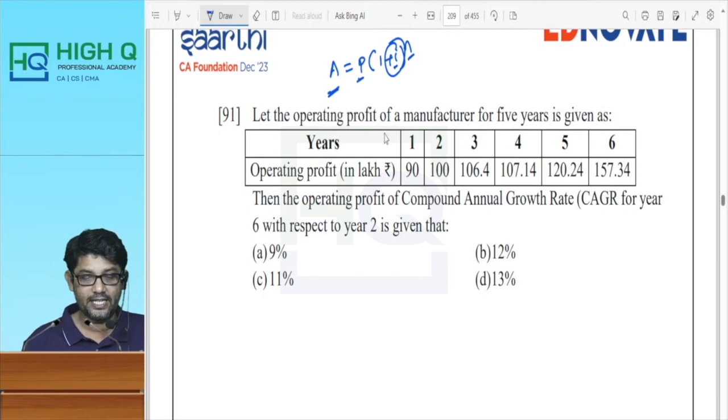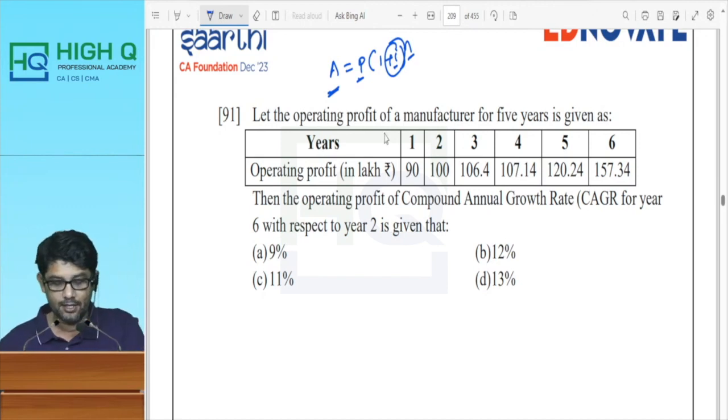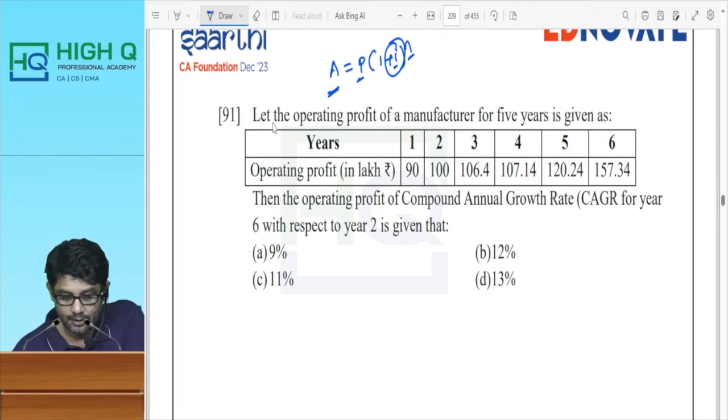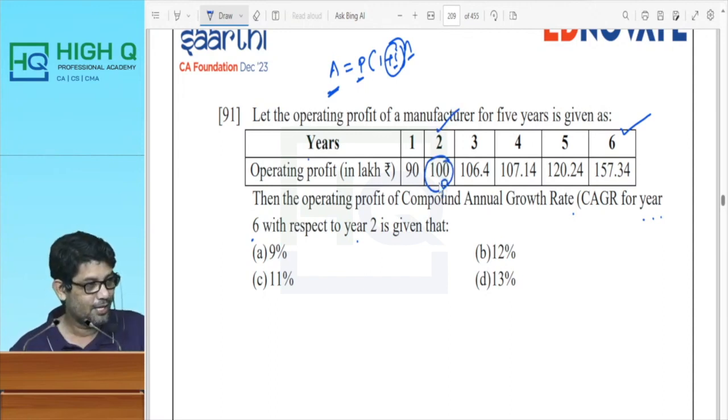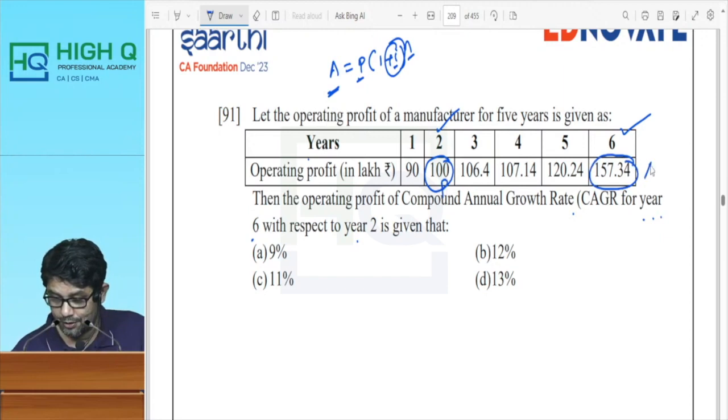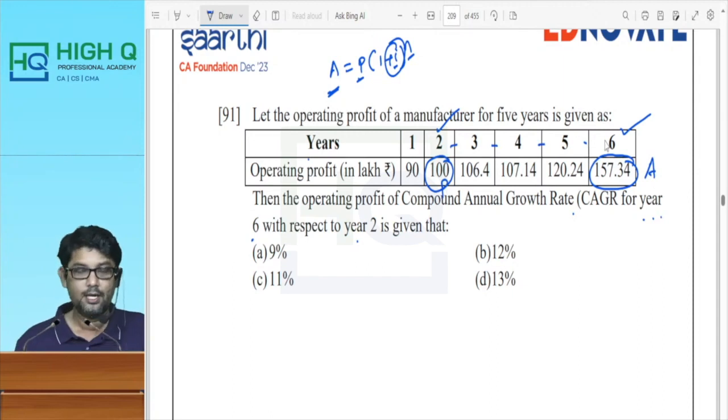But there is no A or P directly given, sir. It is clearly given. Look at this, my dear. Years 1, 2, 3, 4, 5, 6. Read this line. The operating profit compound annual growth rate, CAGR, for year 6 with respect to 2. So we need to find out CAGR for year 6 with respect to 2. Am I right, my dear? So this is my principal, and this is my amount. And how many years in between, my dear? 1, 2, 3, 4. Number of years? 4.